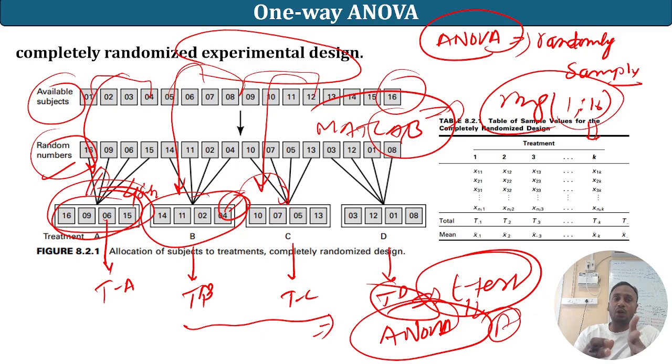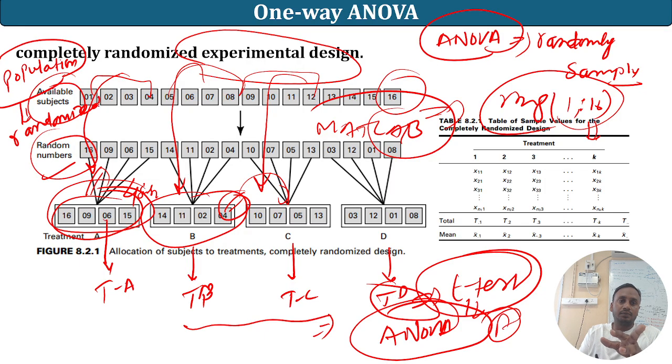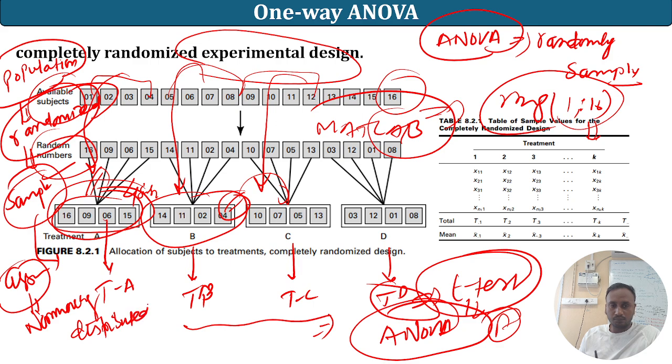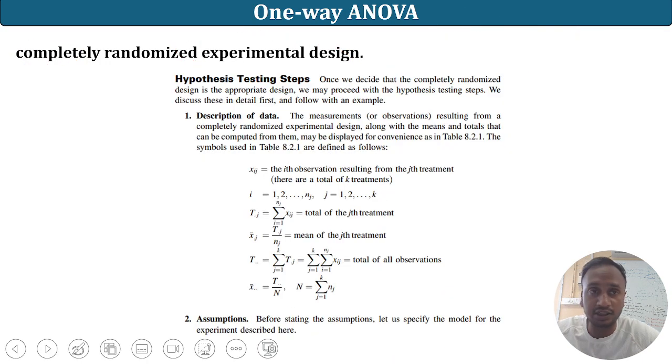Okay, so this is about how we are going to take a sample whenever we have a population. This one we'll call the population. Then we have randomized, then we took the sample. In that we have some assumption, like the data is going to be normally distributed. Okay, so in that case, we'll go with the one way ANOVA test.